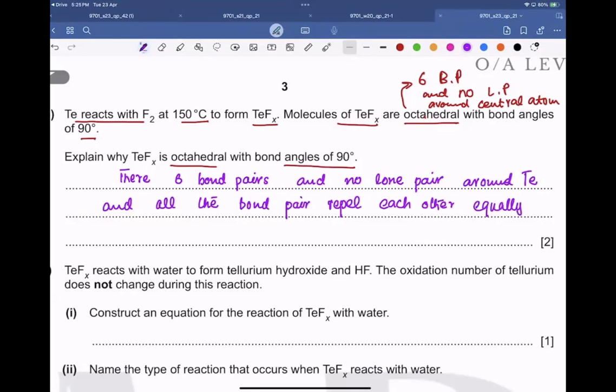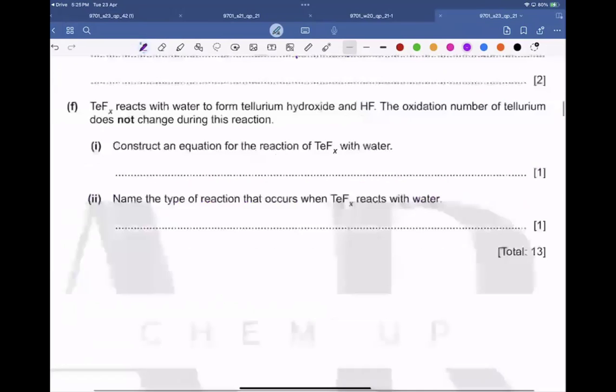Now F part. TeF6 reacts with water to form tellurium hydroxide and HF. The oxidation number of tellurium does not change during this reaction. Construct an equation for the reaction of TeF6 with water. Okay, they didn't tell you TeF6, they are using TeFX. So we are going to use it the same way as they have told you, TeFX, right?